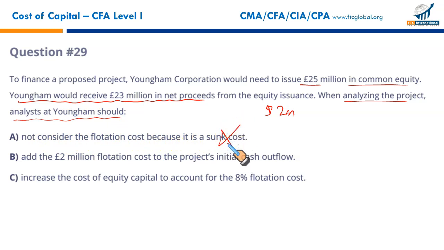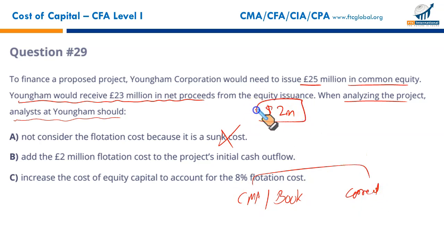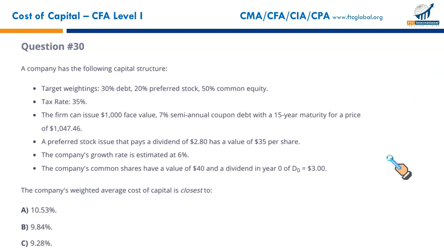This is not the right approach. We have two approaches. One is called the bookish approach, which we use in CMA. And the other is the correct approach. What is the correct approach? Consider this 2 million as an initial outflow at year 0 for project evaluation. So add 2 million flotation cost to the project's initial cash outflows. That's the correct approach, and that's what you should use in your CFA NPV computations. So that makes B the correct option.